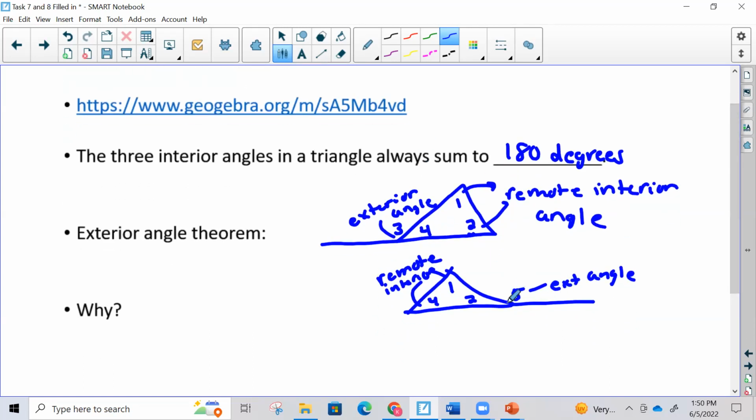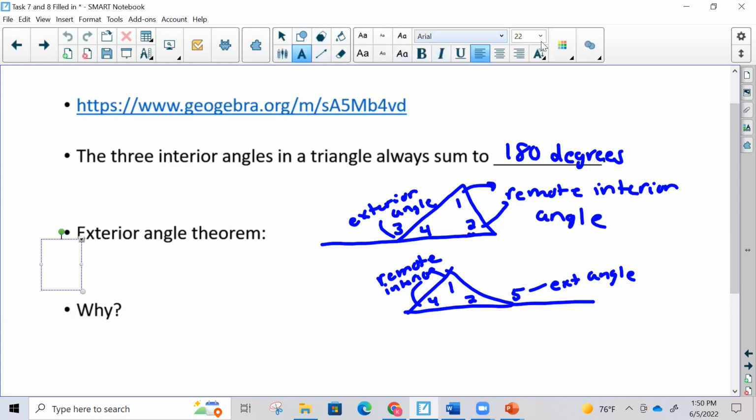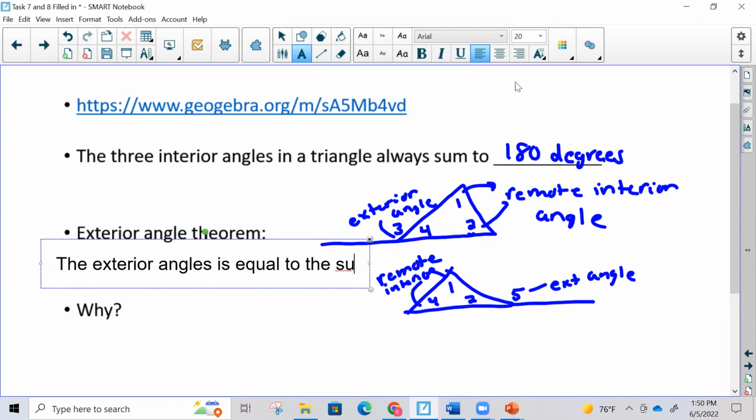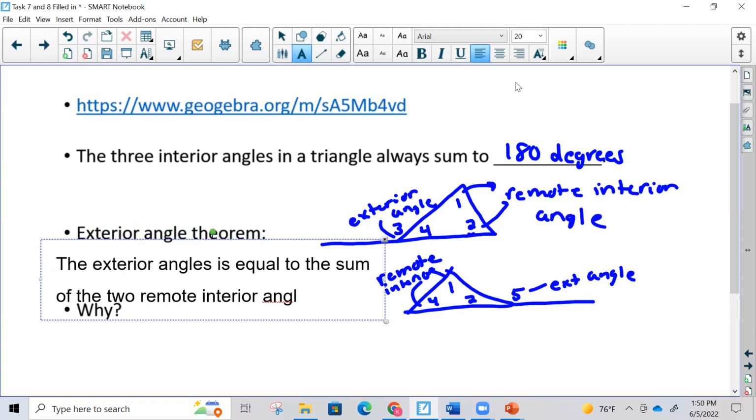So whatever exterior angle you're looking at, the two interior angles that are not touching that exterior angle, or that are not supplementary to that exterior angle, are called the remote interior angles. And what the exterior angle theorem says is that the exterior angle is equal to the sum of the two remote interior angles.